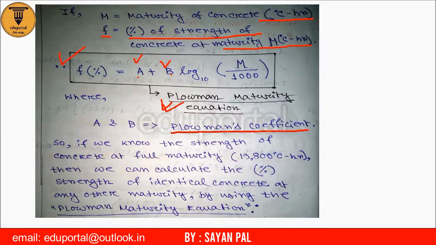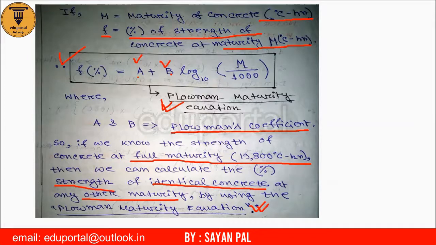Okay, so if we know the strength of concrete at full maturity, that is 500 kg per cm square, and full maturity here is 19,800 degrees Celsius hours, we will talk about this later. If we know this, then we can calculate the percentage of strength, that is F, for identical concrete at any other maturity, by using Plowman's equation.